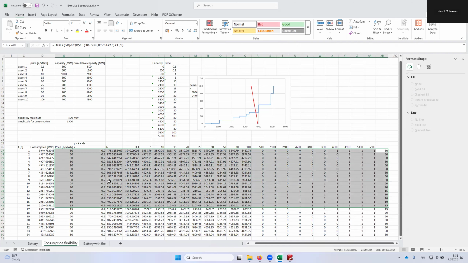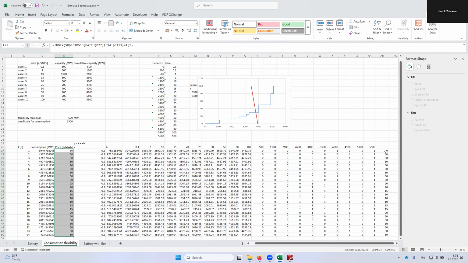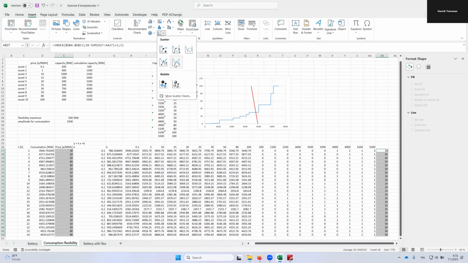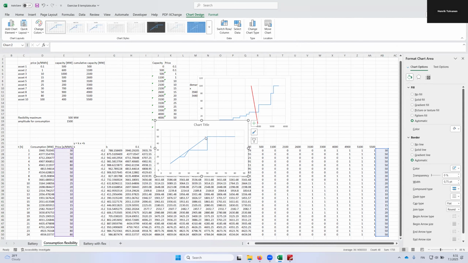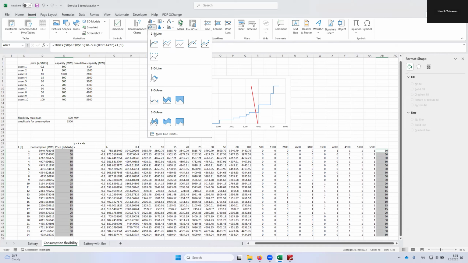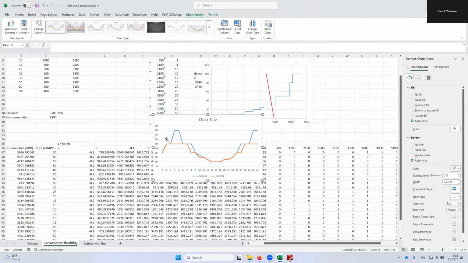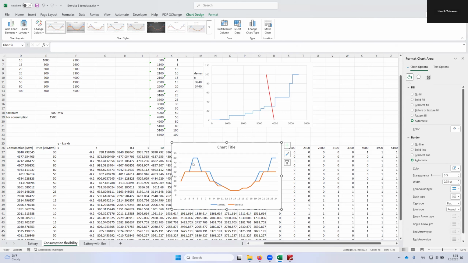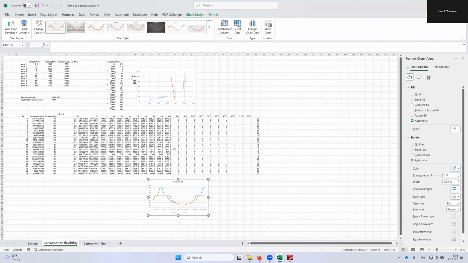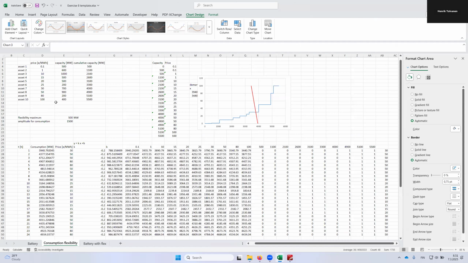So let's draw these two curves now on the same graph. That doesn't seem right. This one, yeah. And now you can see again that our peaks are being cut, but nothing is done to the valleys. So our consumption, by the way, let's see how we can calculate that one. It's going to be based on the price.